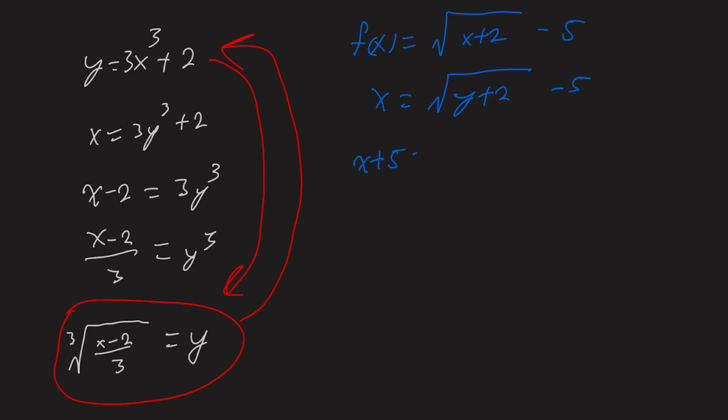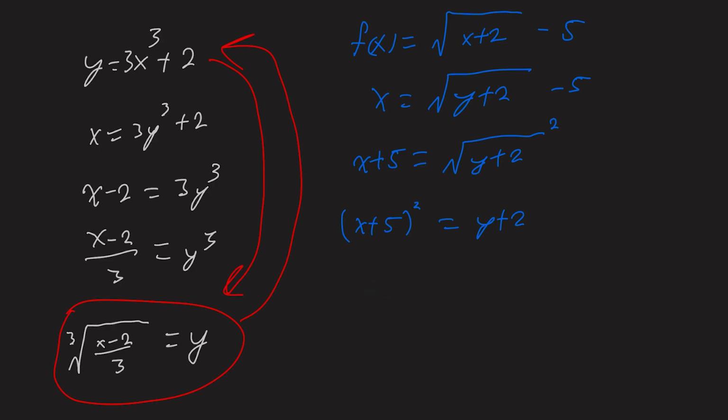X plus 5 equals the square root of y plus 2. We're going to square both sides. X plus 5 squared equals y plus 2. So usually what you'd be able to do is finish this by saying x plus 5 squared minus 2 equals y. But there are some times where you're actually going to need to FOIL this out, okay? And let's do that example just for practice sake.